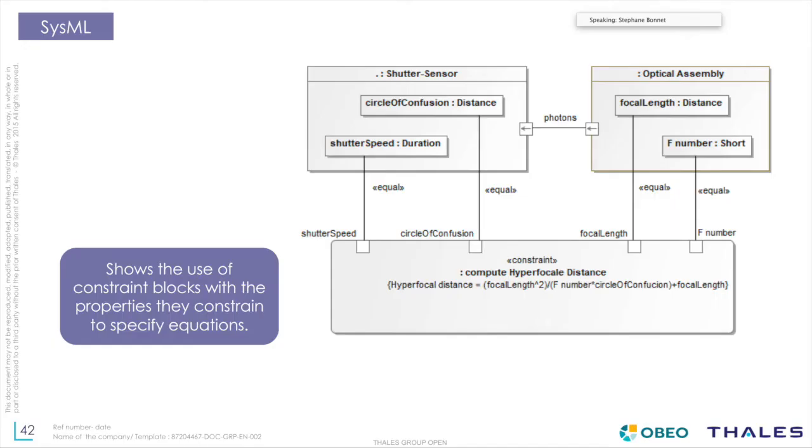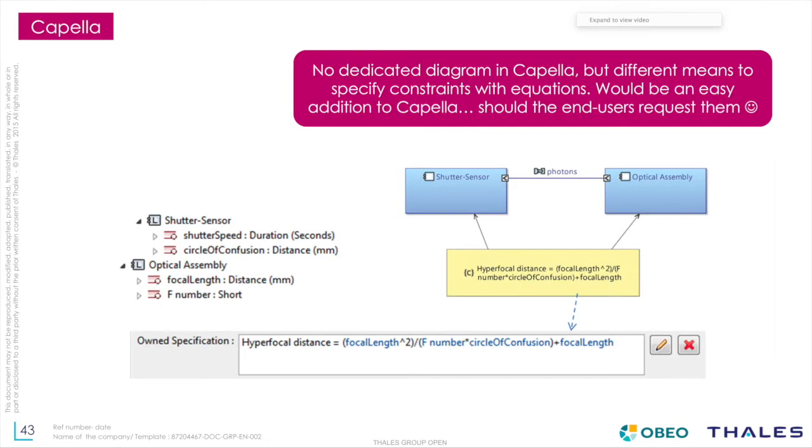Parametric diagram. Parametric diagrams in SysML show the use of constraint blocks with the properties they constrain to specify equations. So here, for example, we compute the hyperfocal distance by a formula that uses some of the properties of the sensor and the optical assembly. We do not have a dedicated parametric diagram in Capella. We have several means to specify constraints with equations.